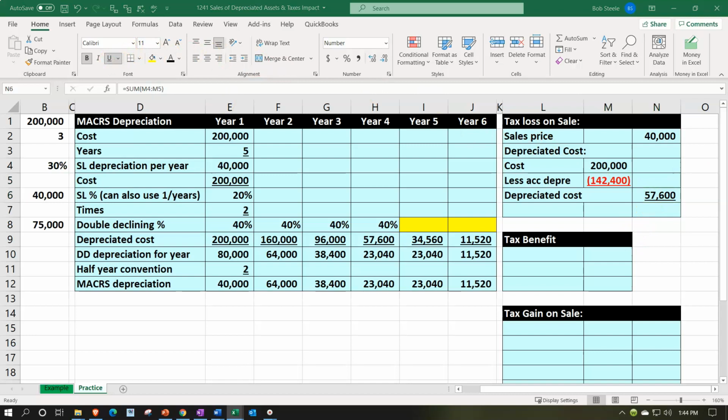And then this is going to be a loss that took place. This is going to be equal to the 40 minus the 57.6, and we have a loss. Now again, that could happen. We might have a loss, in which case we have a tax benefit.